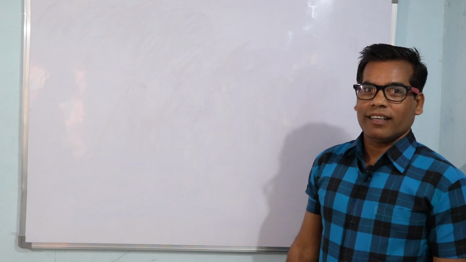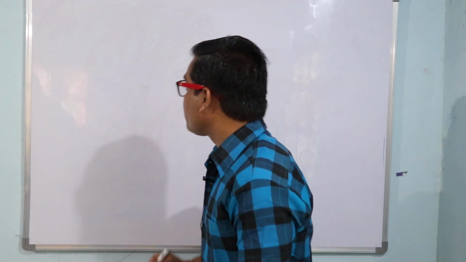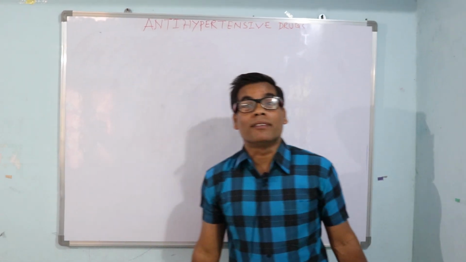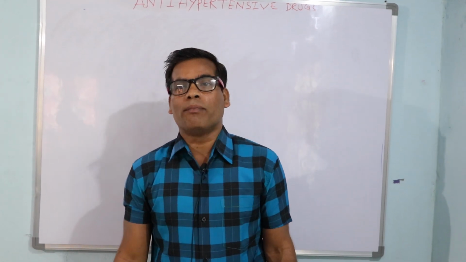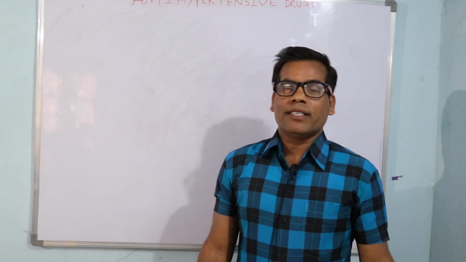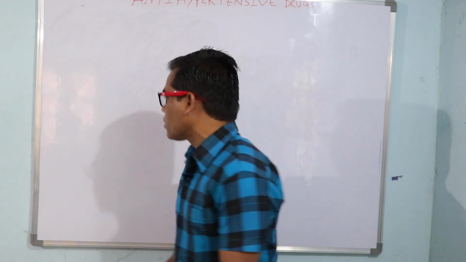Hi friends, now I am going to start the antihypertensive drugs. Very interesting thing. So let us start. So what are antihypertensive drugs? Antihypertensive drugs are the drugs which decrease the blood pressure. The antihypertensive drugs are classified in the following groups.